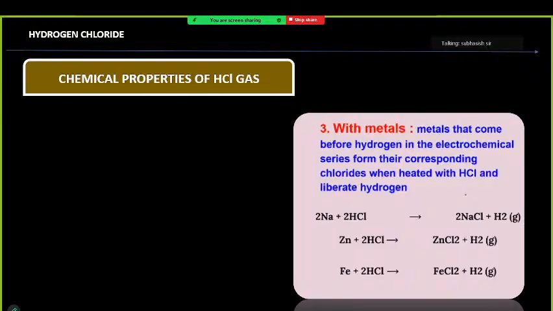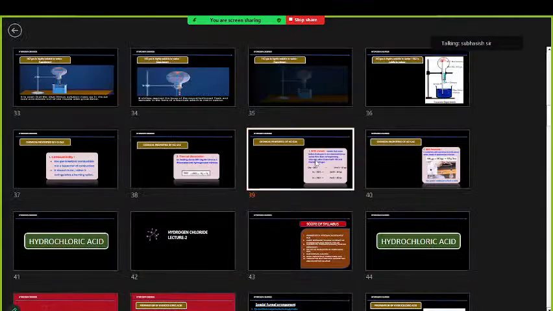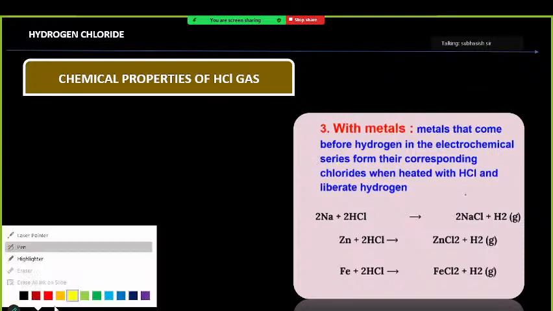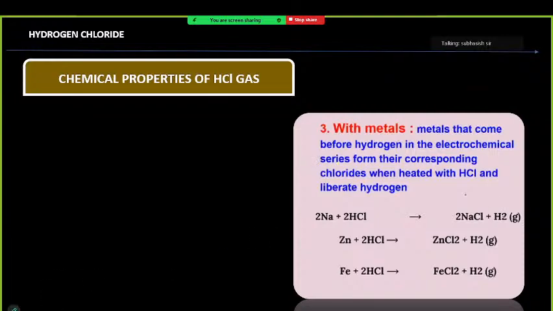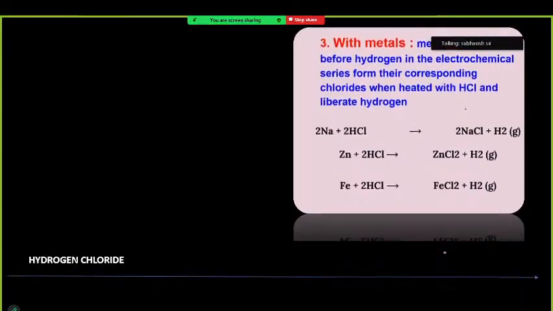Now, like other acids, it reacts with active metals like sodium, potassium, calcium, zinc, and iron. They react with active metals with the formation of hydrogen gas. Here hydrogen gas and the salt are formed.